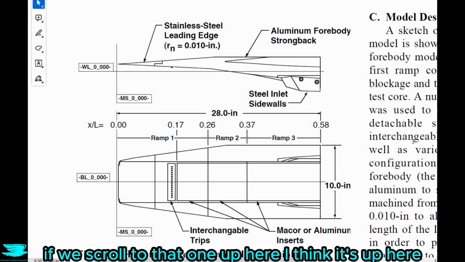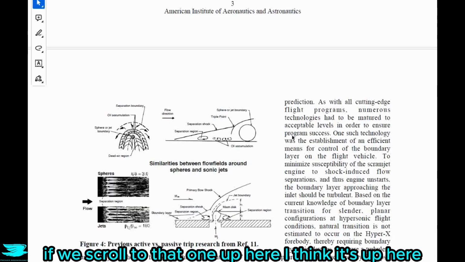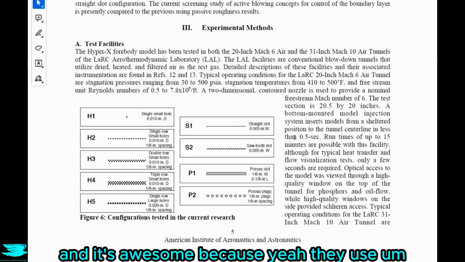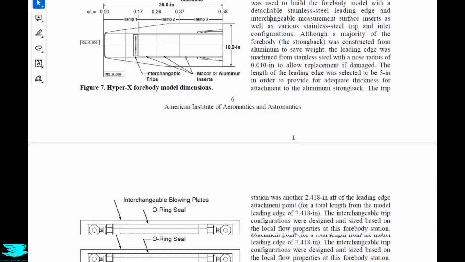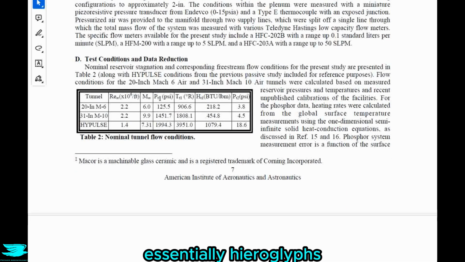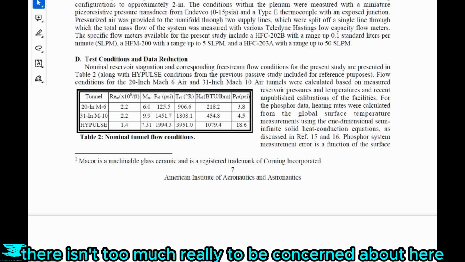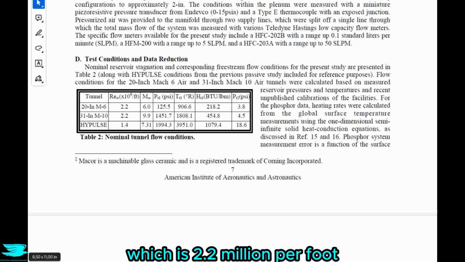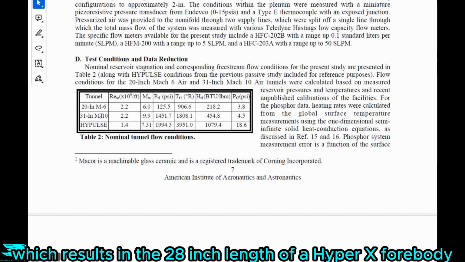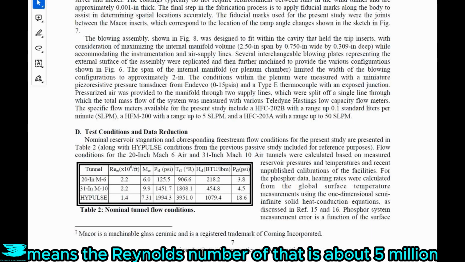In table 2, if we scroll to that one up here, I think it's up here. No, down, sorry. So in table 2, we see the test conditions, and it's awesome because, yeah, they use all these units that render the information essentially hieroglyphs, so that's pretty great. But anyway, overall, there isn't too much really to be concerned about here, really only that the Reynolds number, which is 2.2 million per foot, and if I'm reading that correctly, which results in a 28-inch length of the HyperX forebody, so this 28-inch here, means that the Reynolds number of that is about 5 million.